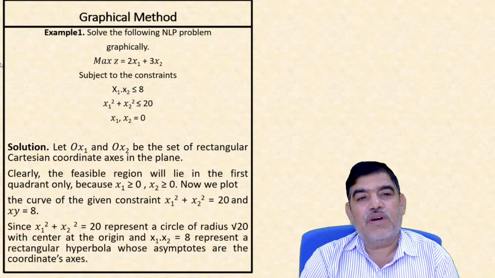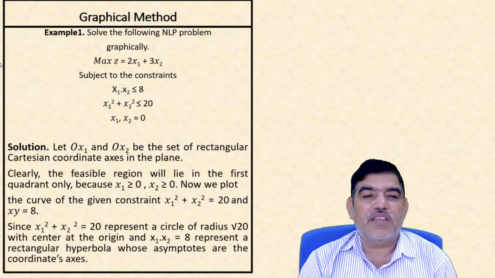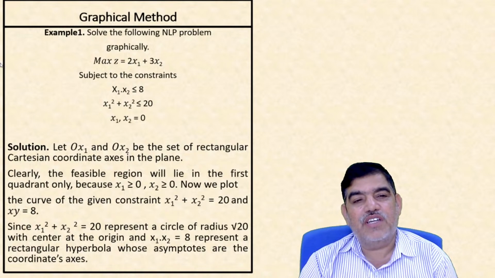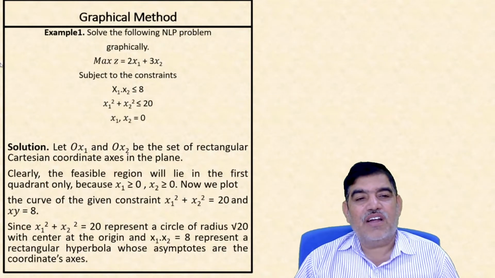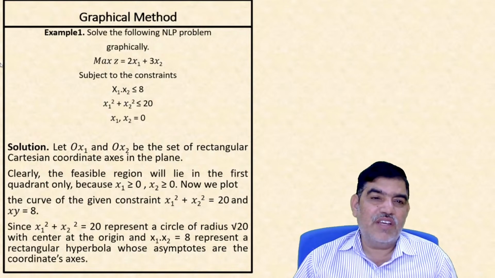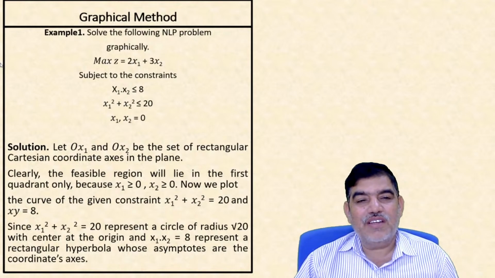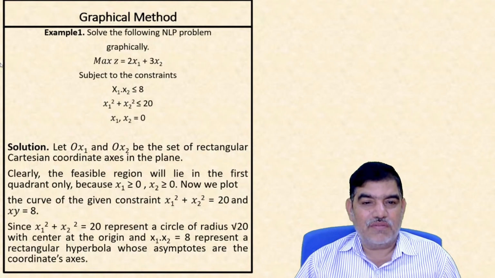Let us consider one example. I am writing here: solve the following nonlinear programming problem graphically. The objective function is max z = 2x1 + 3x2, subject to the constraints x1·x2 ≤ 8. Here the degree of the variables is 1 and 1. But in the second constraint equation, x1² + x2² ≤ 20, the degree is more than 1. It becomes 2. That's why it is a nonlinear constraint equation. And x1, x2 ≥ 0.